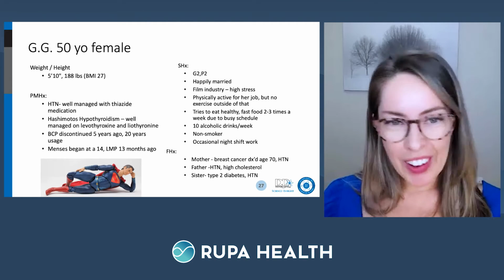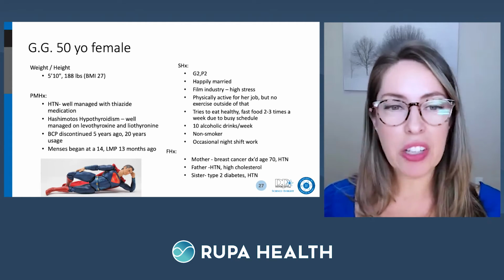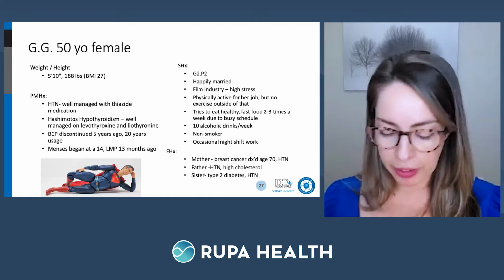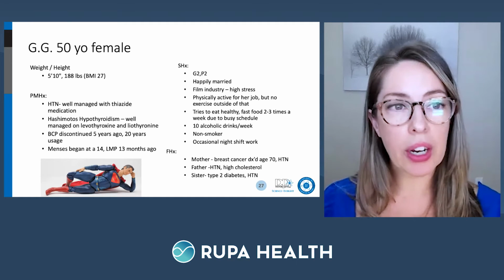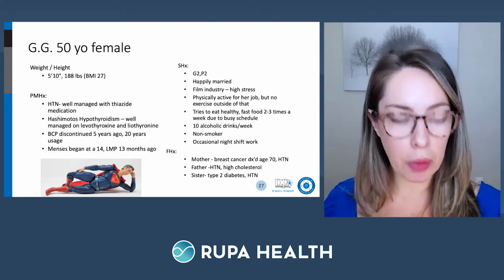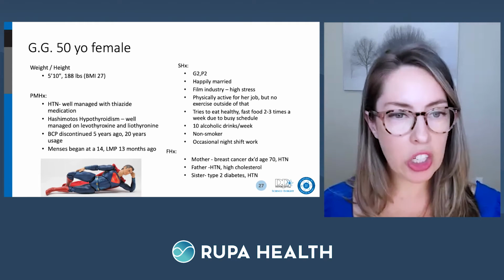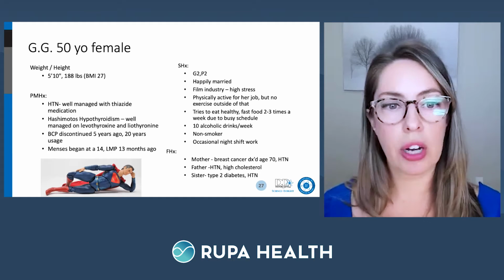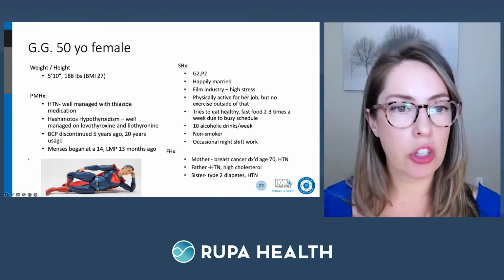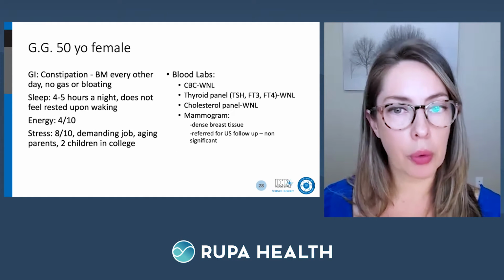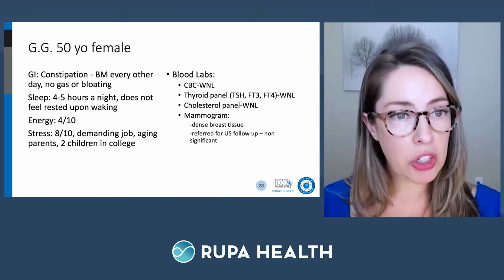She's trying to eat healthy, but she's relying on fast food 2 to 3 times a week from that really busy schedule that she has at work. She's stressed out. She's managing that with alcohol at 10 drinks per week. She's working occasional night shifts. Her mother was diagnosed with breast cancer at 70, and then she's got a family history of metabolic stuff going on. So constipation's also there.